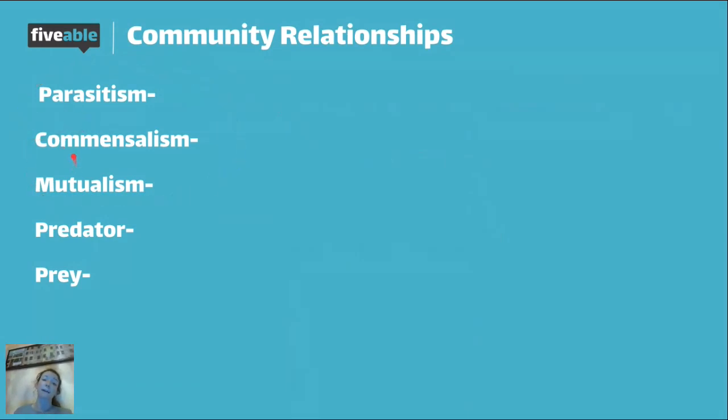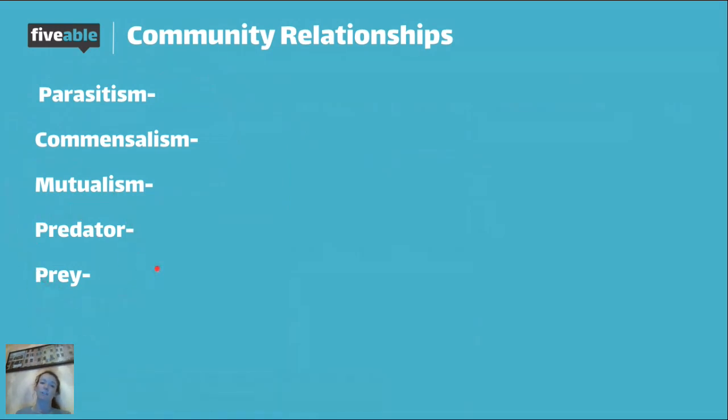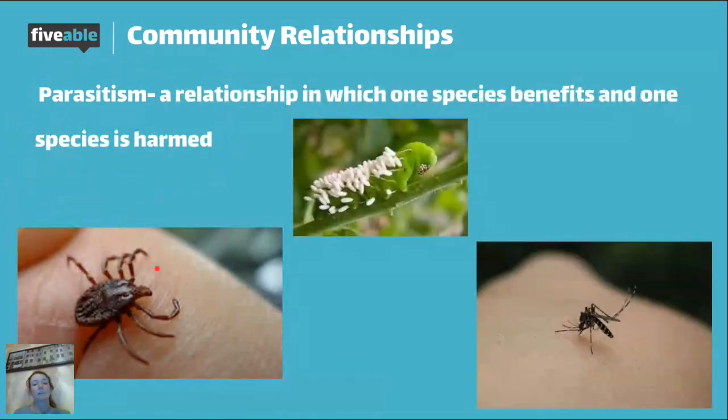And the examples of that would be parasitism, commensalism, and mutualism. And then there are predator-prey relationships, which are very straightforward. So parasitism is going to be a relationship in which one species benefits and one species is harmed. I'm sure you've all heard of parasites before, so I have some pictures here. Ticks, mosquitoes, things that are going to bite, suck your blood, they're benefiting. Obviously, they're getting a meal.